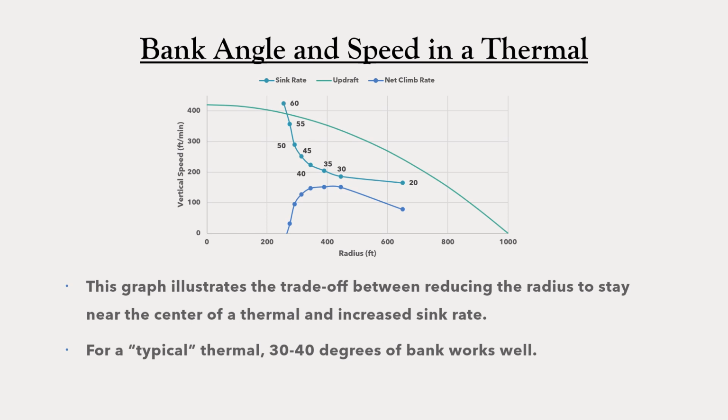And basically, what we see is that if we go past about a 55 to 60 degree angle, we're actually increasing our sink rate so much that we're not even climbing at all. And this blue line here graphs the difference between the two, between the updraft speed and the sink rate. And between about 30 degrees bank and about 40 degrees bank, that's what turns out to be optimal with this particular example.